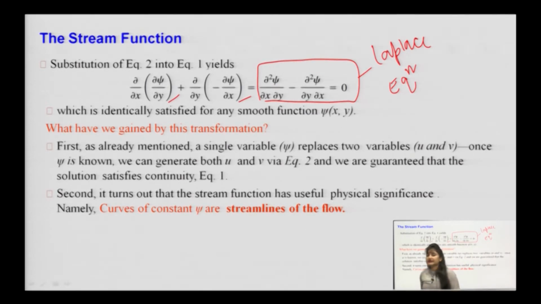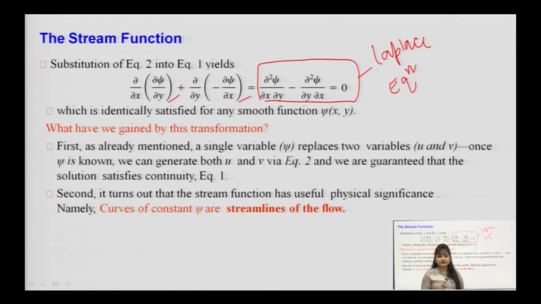It means that if you are sure about the existence of psi with coordinates x and y, then it should satisfy the Laplace equation in the same form. Now, the question comes: we have introduced a variable psi and replaced the two variables u and v. What is the benefit we have got from this single transformation?